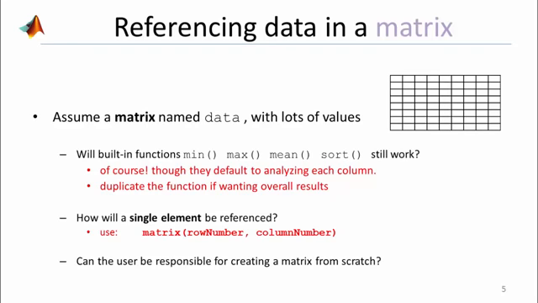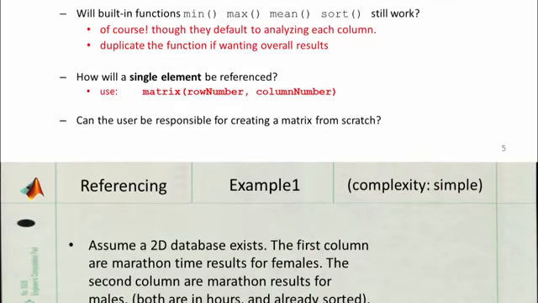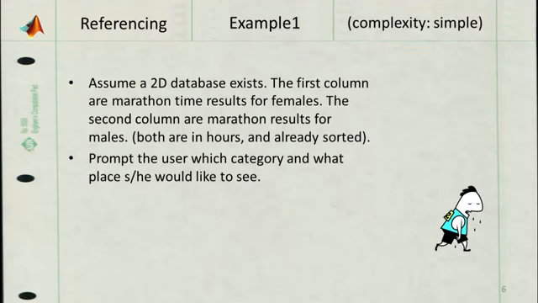Can the user be responsible for creating a matrix? Of course. That will be a more complicated example that I will look at in the future. Right now, we're going to go do simple examples. The first one assumes that we have a matrix, two-dimensional, with 2 columns. The first column are the marathon results for female, the second column is for males. We want to prompt the user as to what category, male or female, and what place they want to see, first place, second place, and so on. Of course, we want to display.